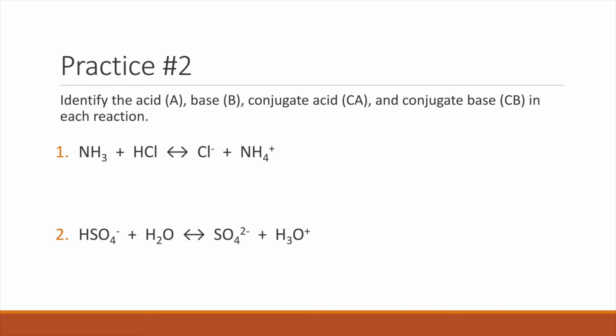Okay, so looking at number 1, I've got ammonia and I've got HCl. So looking here at ammonia, I see ammonium on the other side. So I have gained a hydrogen. That means I'm an acceptor. That's a base, so this must be a conjugate acid. Now if that's a base, this must be an acid. If that's the acid, that's its conjugate base. It's like once you know one, you can figure all of them out.